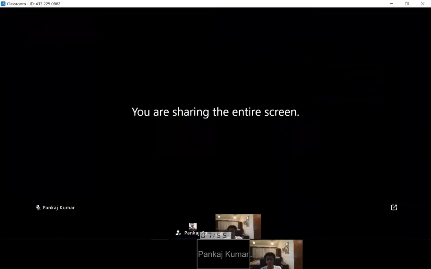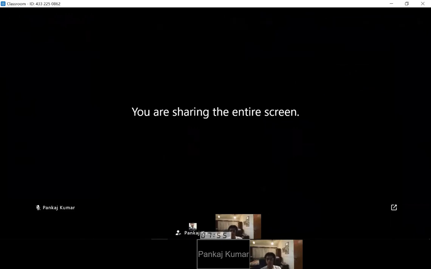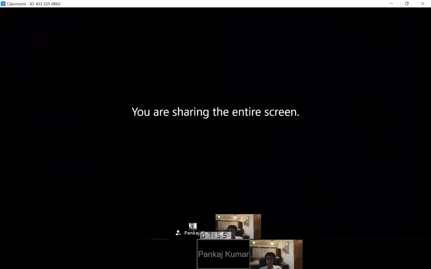So what is the difference between the value and the zero of a polynomial? The value can be for any value of x, so we can take 1, 2, 3, 4, any value. But the zero of a polynomial will be fixed for only 1 or 2 values. This was a simple linear polynomial, x plus 2, so we had only 1 zero. If we had a quadratic polynomial, we would have at max 2 zeros, and for cubic at max 3 values.